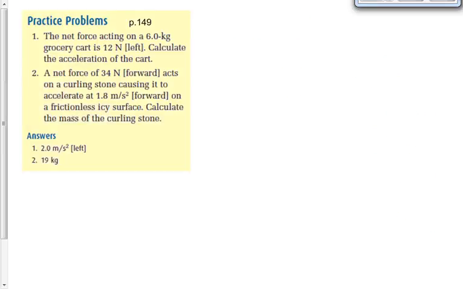All right. Homework, not very much tonight at all, guys. This is going to take you maybe 5 minutes to do. Page 149, 1 and 2.